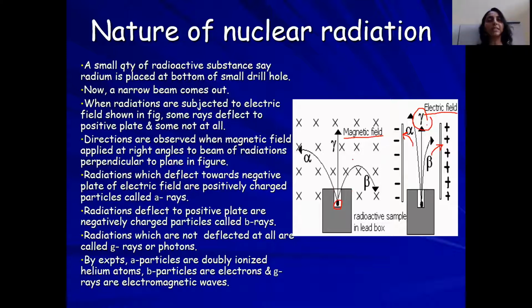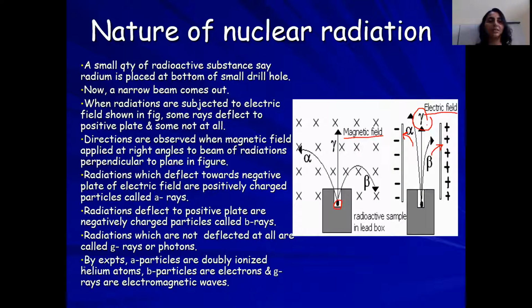Similarly, you can observe it in the magnetic field. The magnetic field is applied at right angles. Betas are deflected more because they are light in weight. Alphas are deflected less because they are comparatively heavier. And gamma are not deflected at all because they are neutral, hence they don't have a charge. So we can observe their behavior in electric as well as in magnetic fields.